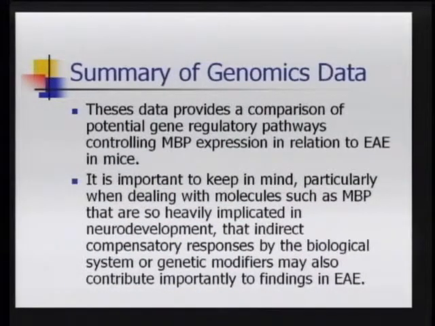So to summarize the genomic data, this is a powerful new technique that, by comparison of potential gene regulatory pathways, lets you look at what controls myelin basic protein expression in relation to EAE, or the known EAE data in mice that have been developed through other independent validation methods. It's important to keep in mind that this particular technique has its limitations, and I won't go into all of them, one of which is that myelin basic protein is a neurodevelopmental gene that can be modified by compensatory biological responses.